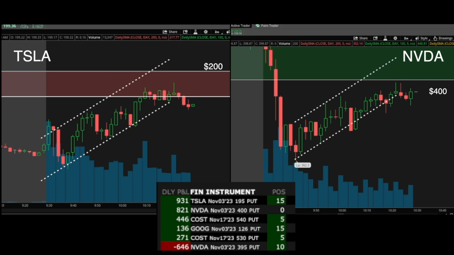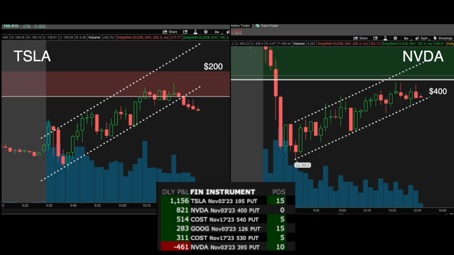Gotta see it out. You should be very comfortable in NVIDIA right now. If you're not comfortable, you're in too much size, guys. I can't stress that enough. If you're not comfortable right here, you're in way too much size. This is the best entry to be in right here on NVIDIA because you have such small risk. You're just risking over 400.